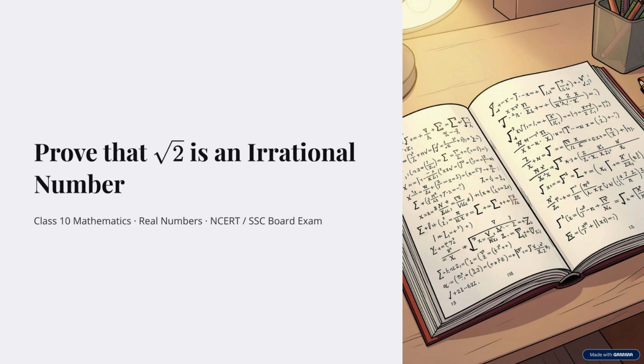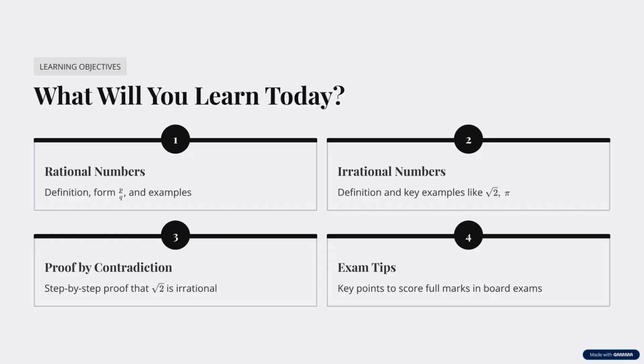Hello everyone, in this video, we'll prove that the square root of 2 is an irrational number. This is one of the most important proofs in mathematics and is often asked in school exams. By the end of this video, you'll understand what rational and irrational numbers are and learn a simple proof that root 2 cannot be expressed as a fraction.